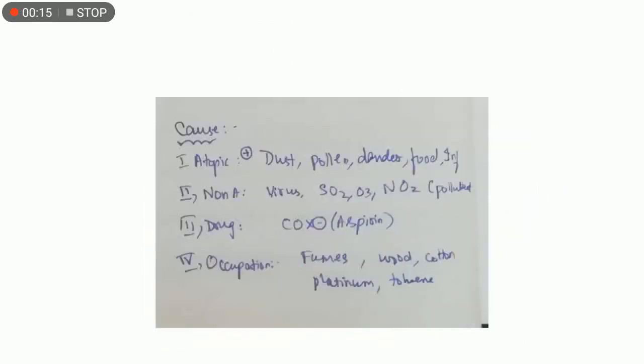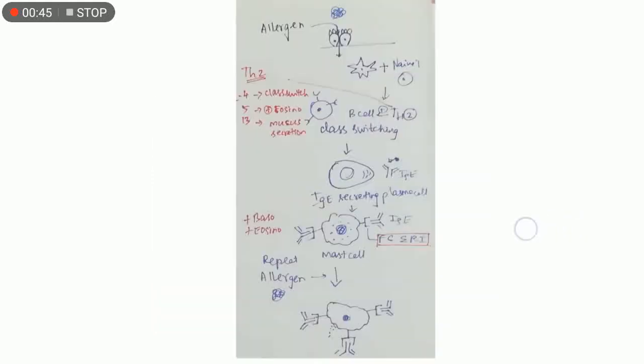So first is the cause. There are four causes of asthma: atopic, non-atopic, drug-induced, and occupation-induced. Atopic asthma is due to drug, dust, pollen, dander, food, or any sort of infection. Non-atopic could be caused by a virus or certain air pollutants such as sulfur dioxide, ozone, nitrogen dioxide. Drugs such as COX inhibitors such as aspirin. Occupation, people who are working with fumes, wood, cotton, platinum, toluene, and so on.